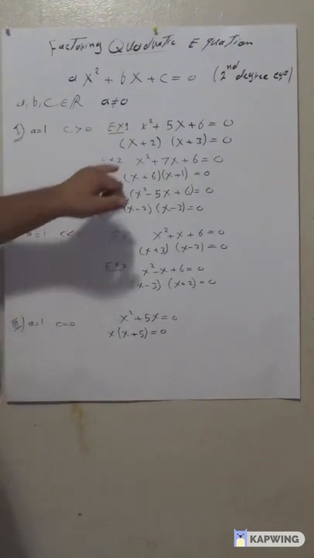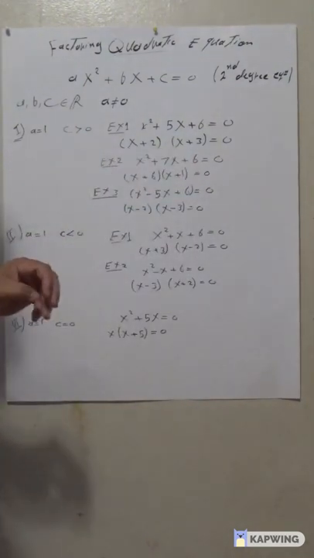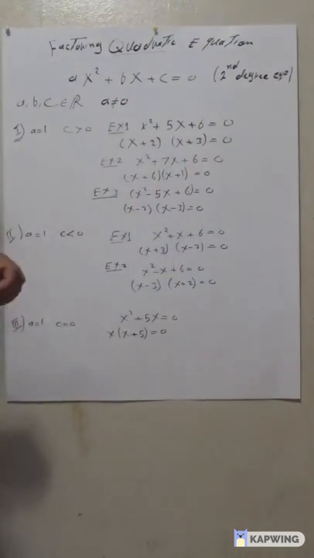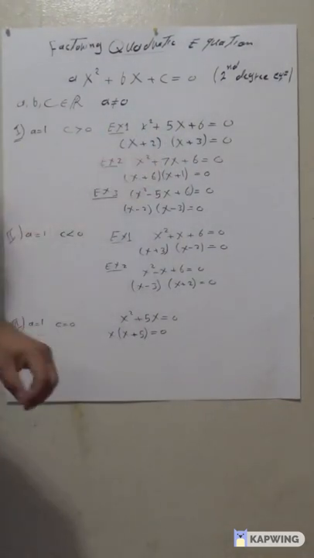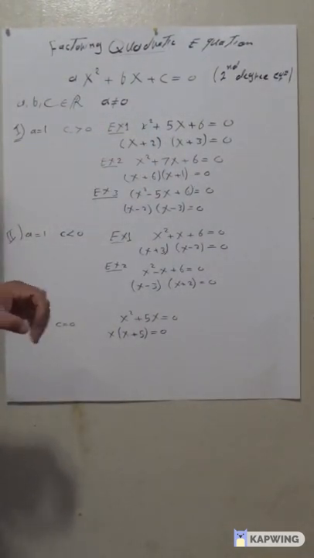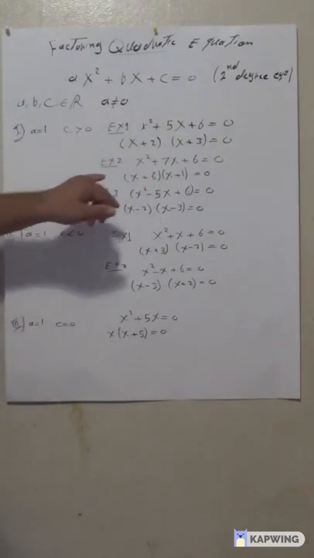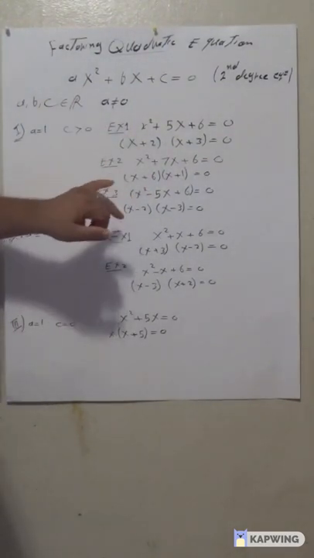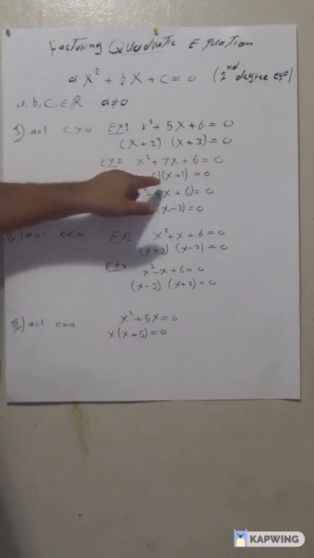Another similar example is x squared plus 7x plus 6. Again, I need two numbers. Their multiplication is 6 and their addition is 7. So 6 times 1 is 6 and 6 plus 1 is 7. So that's what I'm looking for. In that case, the factorization will be x plus 6 times x plus 1.